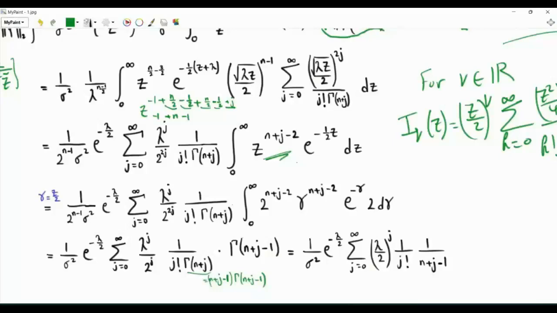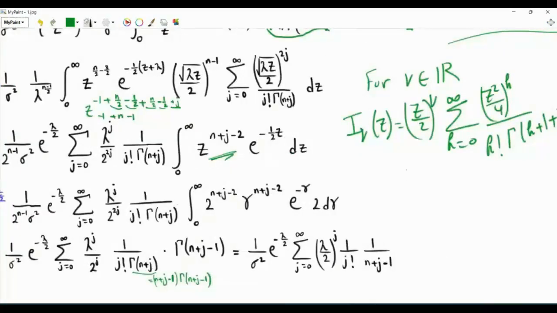In this integration, we want it to look like a gamma function, so we do a change of variables, small gamma equal to z over 2. So we do the change, and then we end with an integration that looks like this: integration from 0 to infinity, gamma to the power n plus j minus 2, e to the minus gamma. Remember that gamma of x is the integral from 0 to infinity, t to the x minus 1, e to the minus t dt.